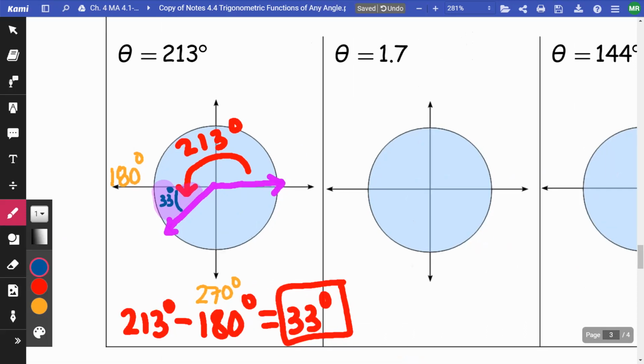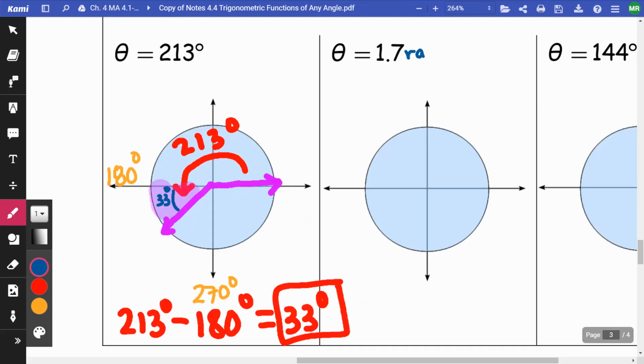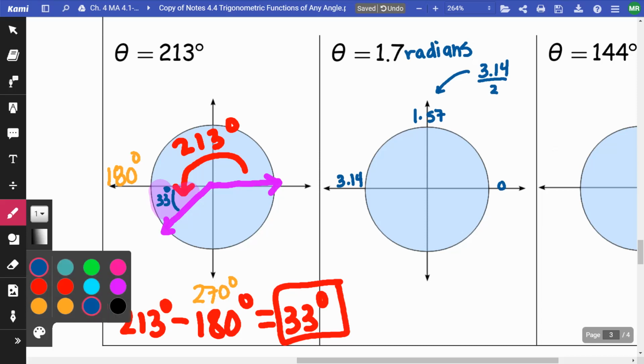Okay. Now this one is 1.7 radians. They don't have the word there, radians, but they don't give us a degree symbol. So I'm going to be thinking of this in radians. This is 0. This is pi, but I'm going to think of pi as 3.14. I'm going to think about it as a decimal. Now to figure out this, I'm going to take pi or 3.14 and divide it by 2. And when I do, I get 1.57. So that's 1.57 radians.